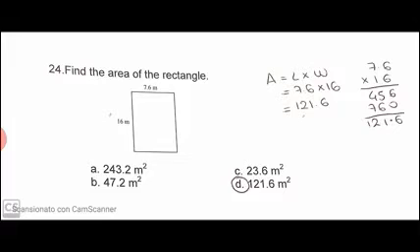The last one, we want to find the area of the rectangle. We know that the area of the rectangle is length times width. So we make 7.6 times 16. If we make the multiplication, we have 121.6. So the result is D.